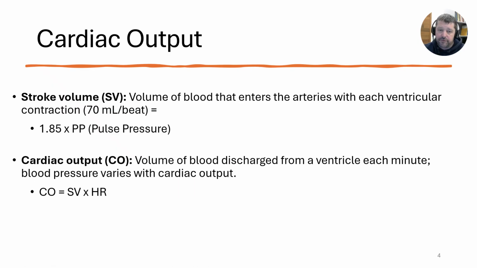The cardiac output, we use the stroke volume. So how much blood is entering the artery, how much blood is being pumped from the ventricle out. We use that along with the heart rate, so how fast the heart is beating, to calculate our cardiac output. That should make sense, right? The faster your heart beats, the more blood that's being pushed out. The greater the volume, the more blood that's being pushed out, which is your cardiac output. Cardiac output is how much blood is being pumped per minute.